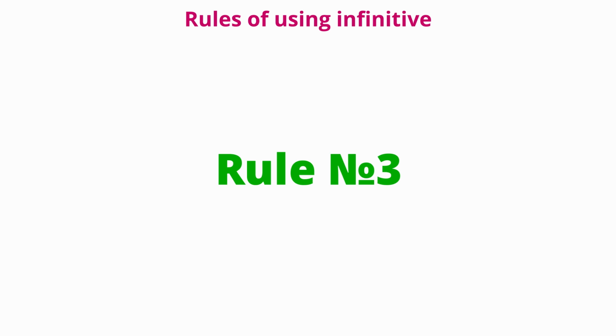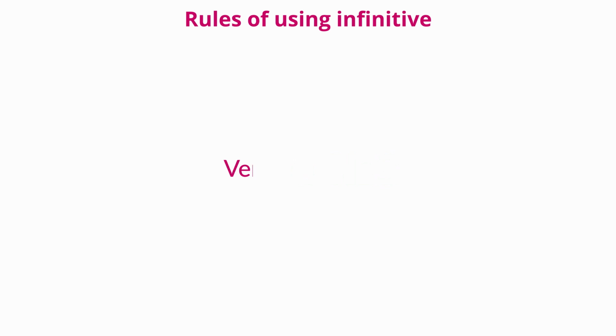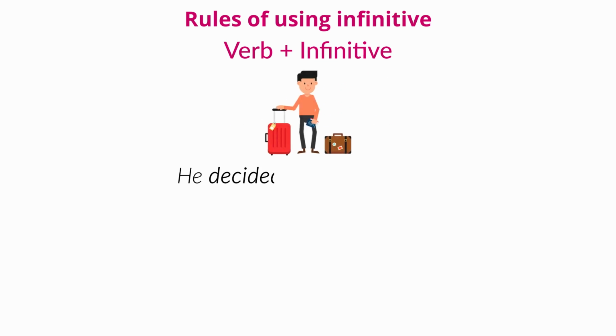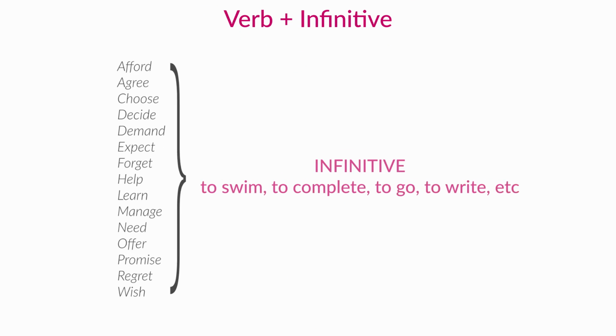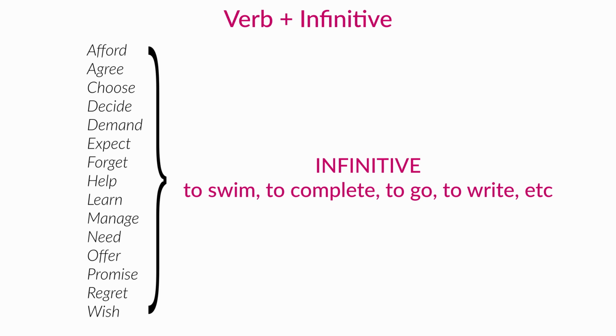And finally, the last rule. Rule number 3. Verb plus infinitive. There are many verbs in English followed by infinitive with to. Here are a couple of examples. He decided to move abroad. They helped to cook dinner. Now, on your screens, you will see a list of verbs after which we use the infinitives. As always, stop the video and memorize them.